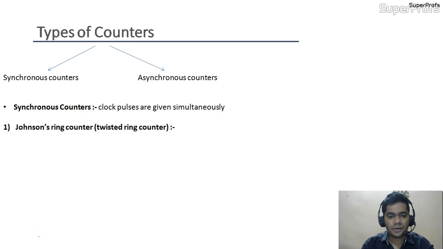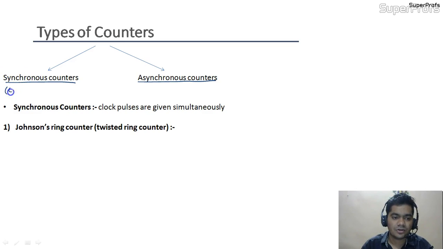So the types of counters. What is the basic classification of counters? First is synchronous counters, and second would be asynchronous counters. Why are we saying synchronous counters and asynchronous counters?